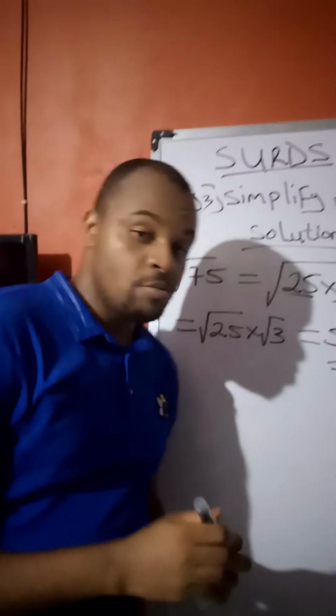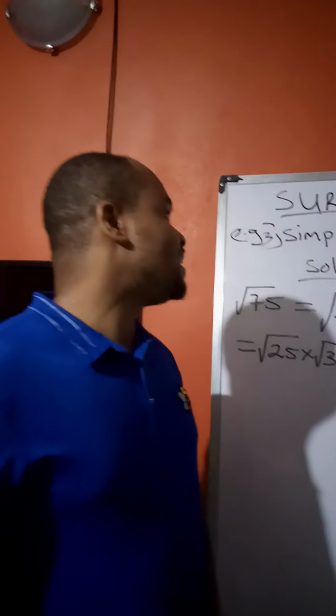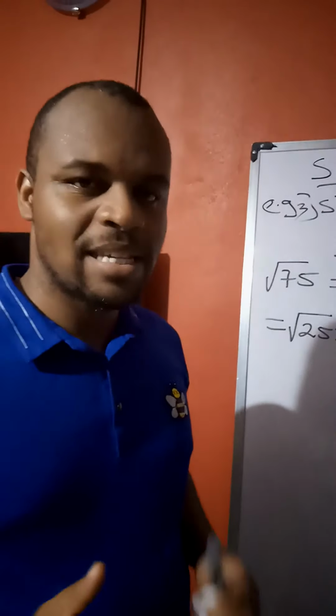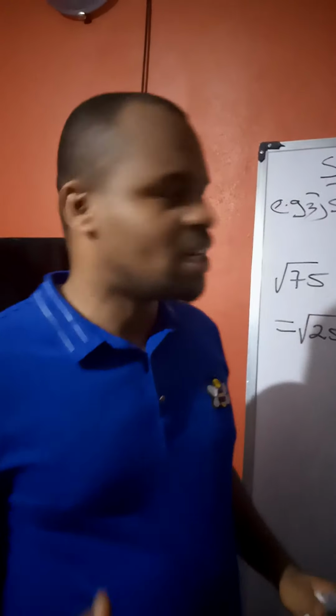All right. Now we'll be taking examples in multiplication and division of surds. And then we'll also do examples in addition and subtraction of surds.